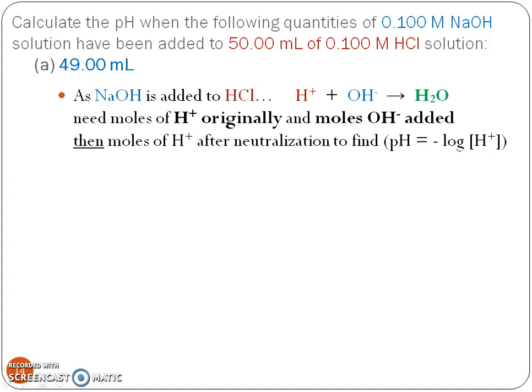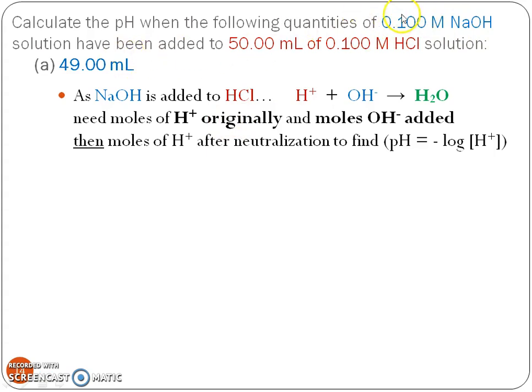So calculate the pH when we have 0.1 molar NaOH solution that's been added to 50 milliliters of 0.1 molar HCl. Aha, so this HCl is not changing. We have 50 milliliters of this 0.1 molar solution of HCl. That's not changing. So in our ABCD, I will say that the H plus original is always going to be there. That's going to be that same value all the time. What's going to change though is the base.